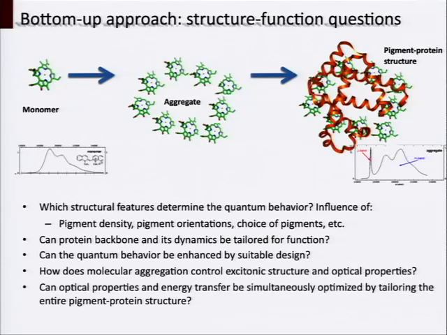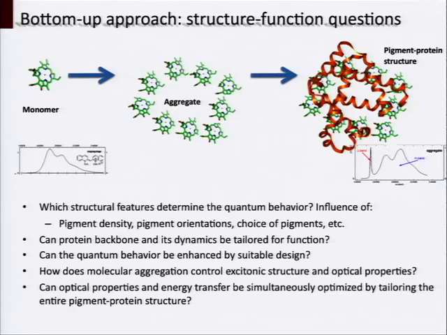Okay, so how does each aspect of this construction affect the quantum mechanical effects and also the function of this device? You can ask, which structural features actually determine the quantum behavior? What's the influence of the pigment density? What's the influence of the pigment orientations that you choose, of the actual choice of pigments that you use? You can ask whether you can engineer the protein backbone. I mentioned that the membrane may be a way that you have some shielding from environmental effects. Can you engineer the protein backbone so you have this similar kind of shielding? And how can you enhance quantum behavior by suitable design?